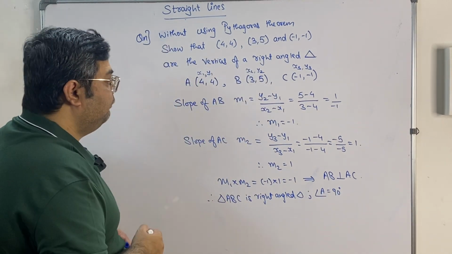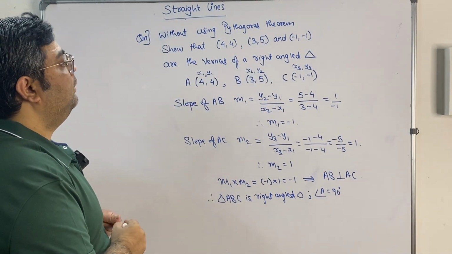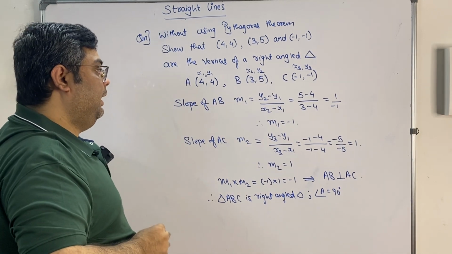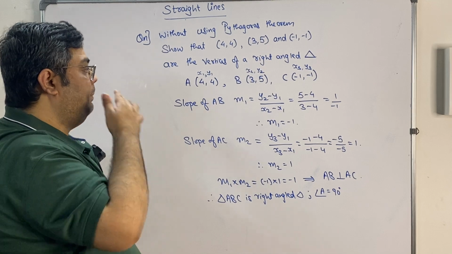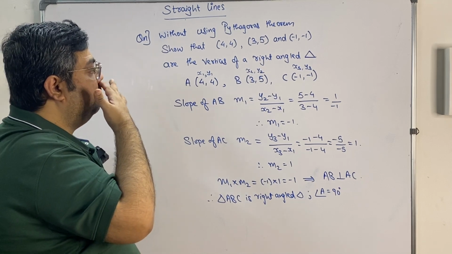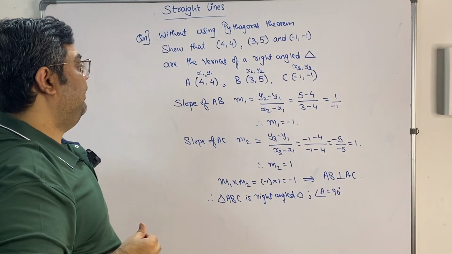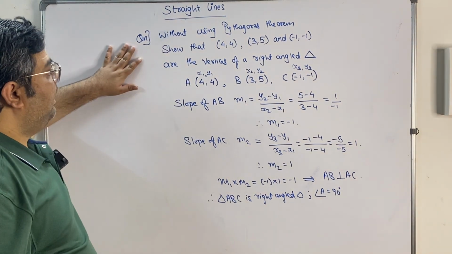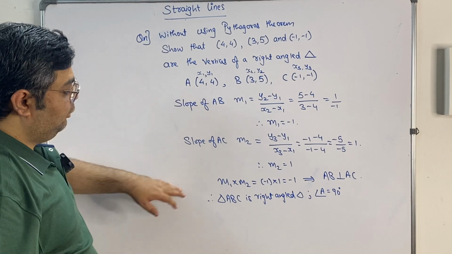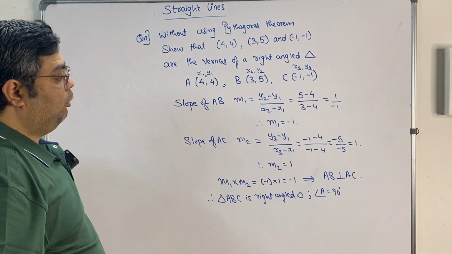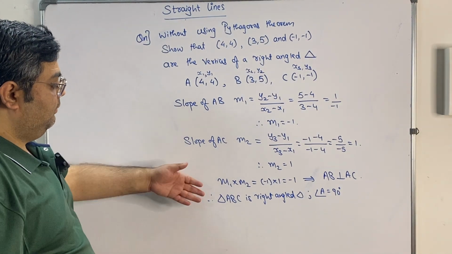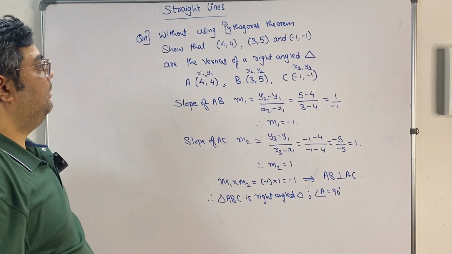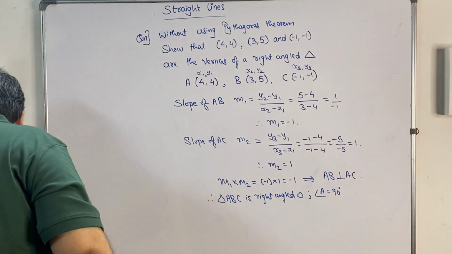Now if you want to prove that these are vertices of a triangle, आपको वो दिखाना पड़ेगा AB plus AC is greater than BC, AB plus BC is greater than AC, वैसे BC plus AC is greater than AB, but we are not expected to do that. ये question का actual aim है to check whether you know the relation between the slopes of two perpendicular lines. So we have used that. We have not used Pythagoras theorem and still proved that triangle ABC is a right angled triangle.